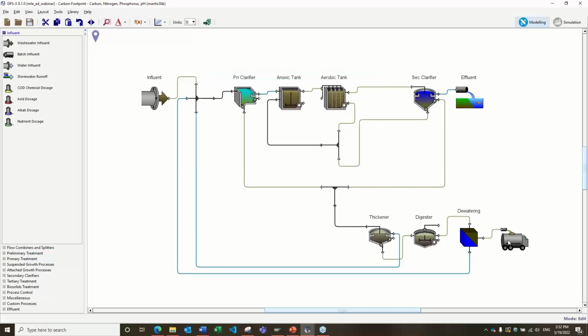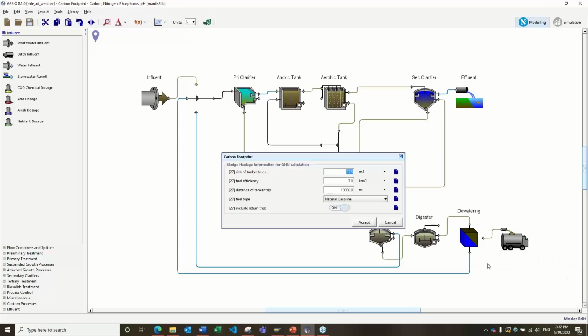The other part is for the transport truck here. We do have some carbon footprint models, where we are looking at how much fuel consumption will take place if you were to make a round trip, take the sludge from here, haul the sludge and take it to the landfill facility, and what will be the equivalent carbon footprint of that. So those kinds of things are included here.